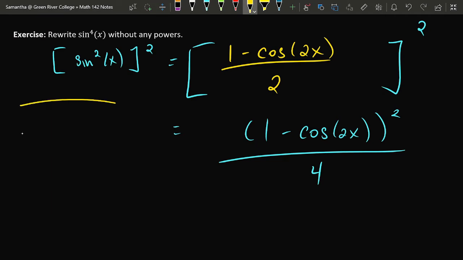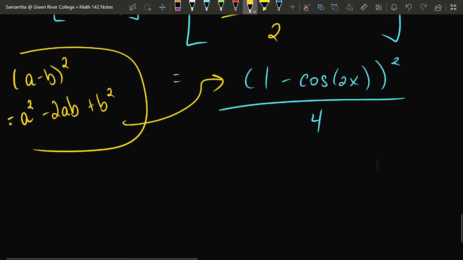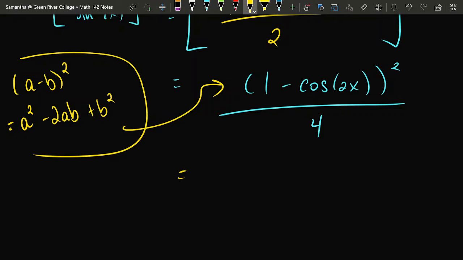Now, I'm going to use the algebraic formula that says if you subtract two things and then square the difference, then that's equivalent to a squared take away 2 times a times b plus b squared. I'm going to apply it to this quantity here in the numerator. Instead of a minus b, I have 1 minus cosine. So that is equivalent to 1 squared minus 2 times 1 times cosine plus cosine squared. And that's all over 4.